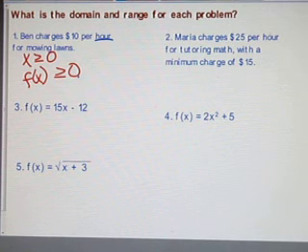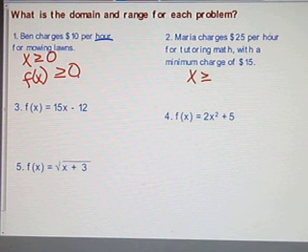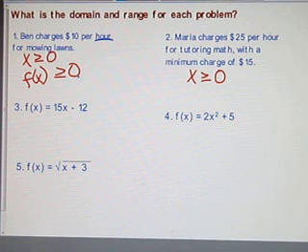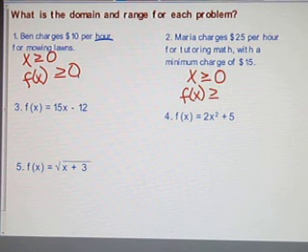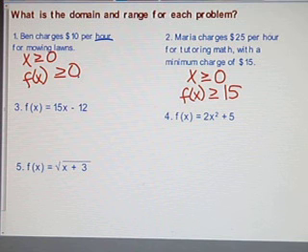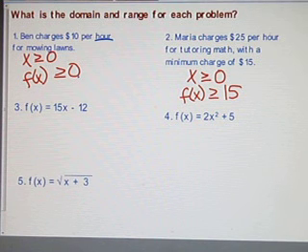How many hours she has, our domain, still has to be, it could be 0, but it could be up to 5 hours, we don't know, has to be greater than 0. But what we get out, our money, our function, has to be greater than or equal to $15. She says, we're not going to call it tutoring if it's 0 hours. Unless I get paid $15, I'm not going. Number 3 here. So let's look at number 3.